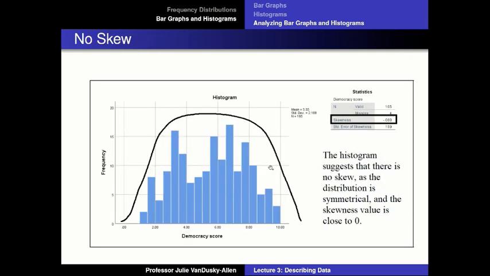And here's an example of a histogram with no skew. Note that there are no tails extending out either in a negative or positive direction. And here is the measure for this variable in SPSS. The measure is very close to 0, so this distribution clearly has no skew.